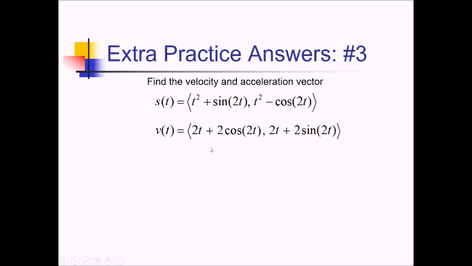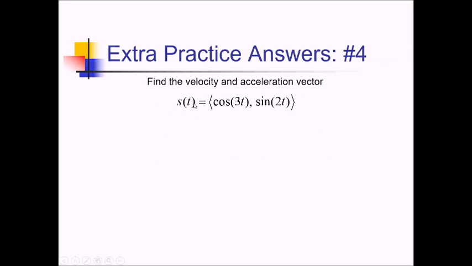And now for the acceleration vector, we pretty much do the same thing over again, but with velocity. So take the derivative of everything here. So we're going to have a 2 plus another chain rule here. So this is going to actually be minus 4 sine of 2t, comma, 2, and then we'll have plus 4 cosine of 2t.